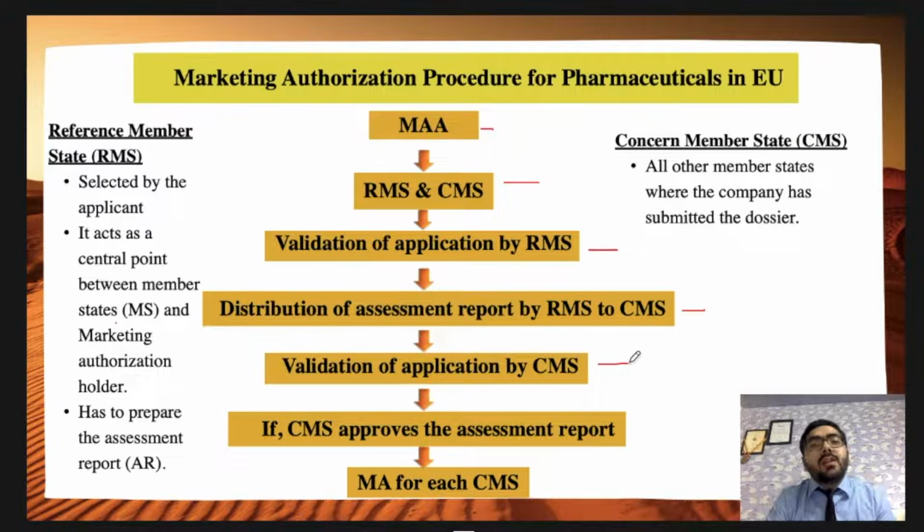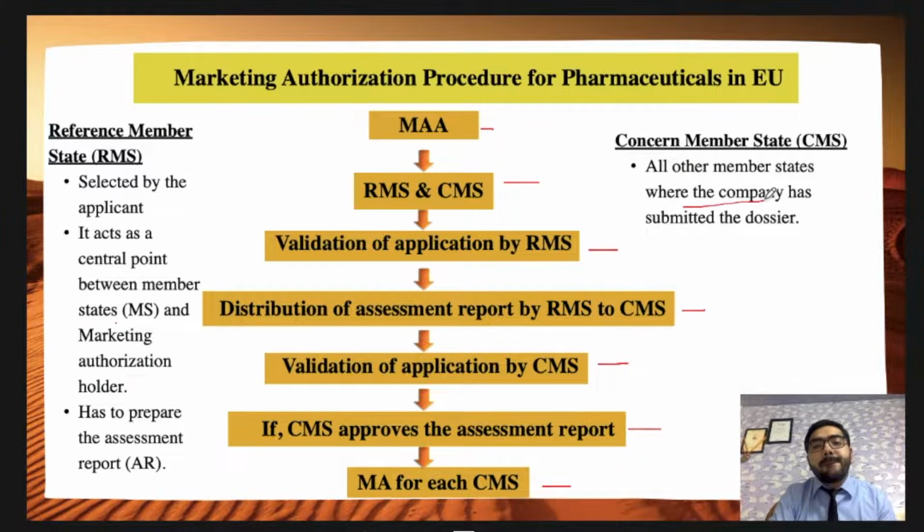Then there will be another step, validation. The CMS also validates the information of the application, and if the CMS approves the assessment report by the RMS, then marketing authorization will be given to the applicant for each CMS, which is concerned member state. So concerned member state is all other member states where the company has submitted the dossier.